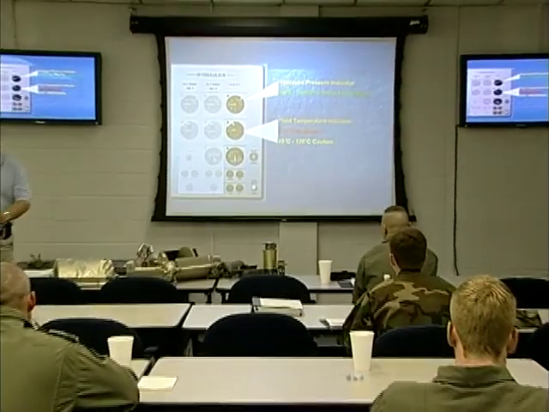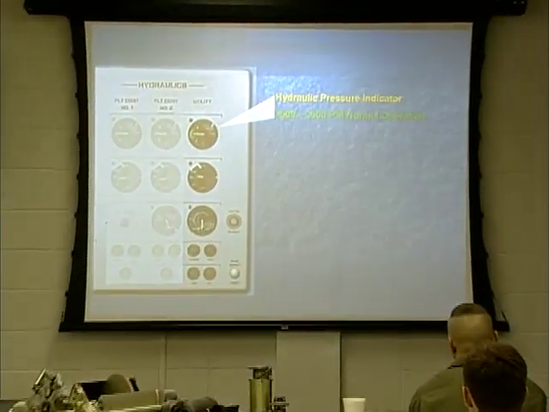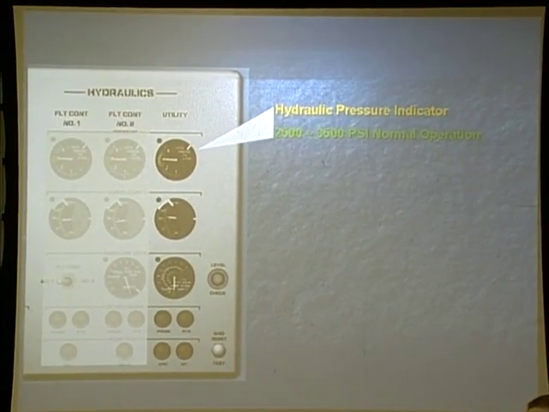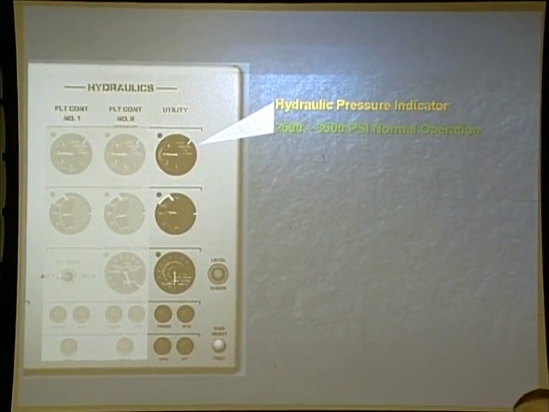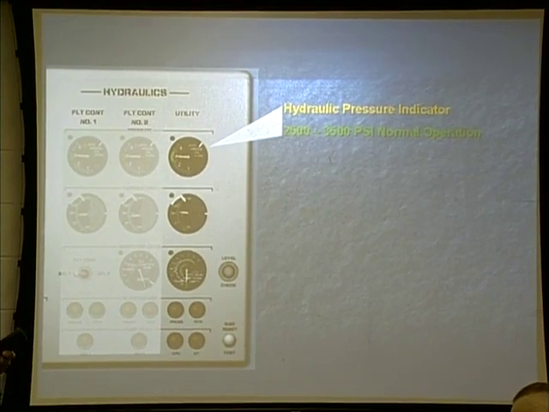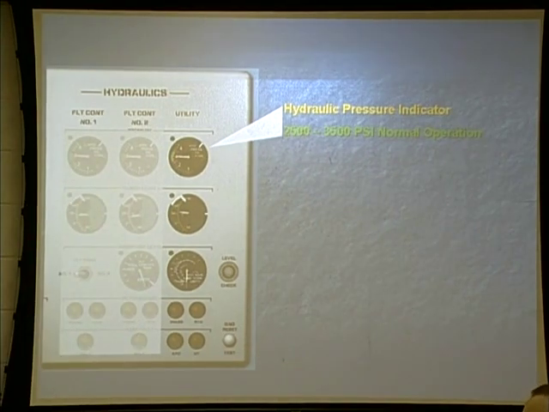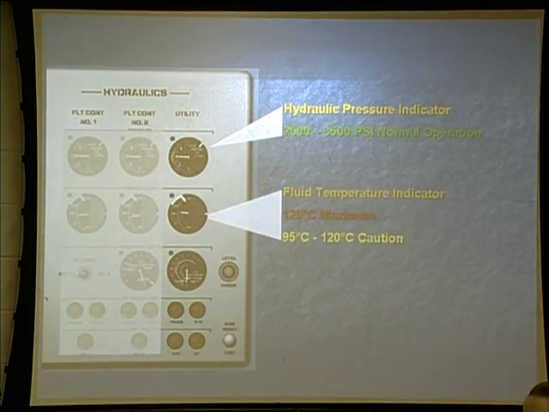This is the temperature gauge. Where does it get its signal from? Temperature bulb, located on the backside of the reservoir. Temperature 95 to 120, 120 being max.